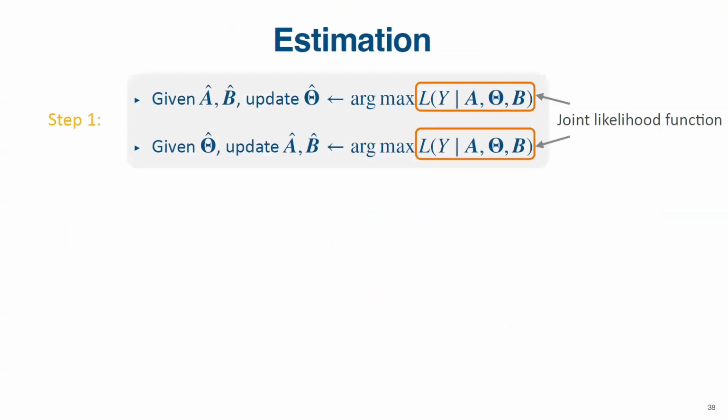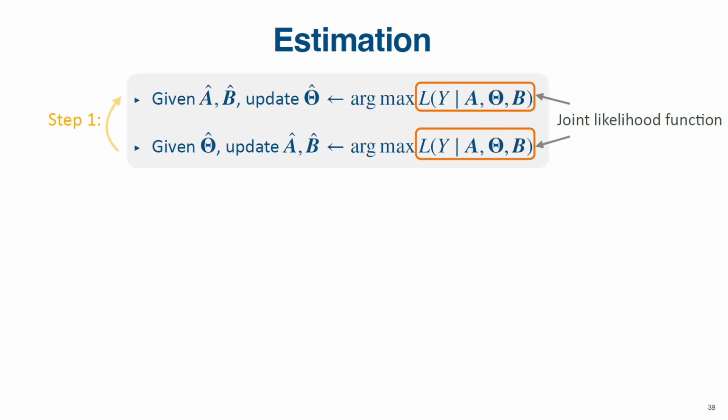All right. So now for the estimation, because we use this joint likelihood, we can iteratively update theta and B. Given theta, this just becomes a generalized linear regression model. We can just estimate A and B as a generalized linear regression model. Similarly, given A and B, estimating theta is essentially also a generalized linear regression model, right? So this can be done quite efficiently.